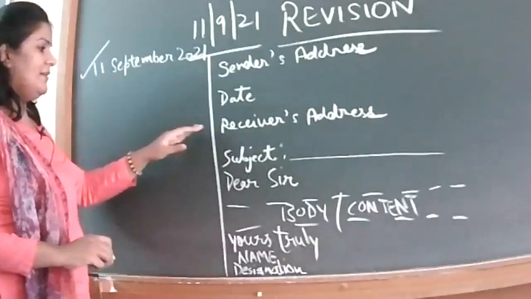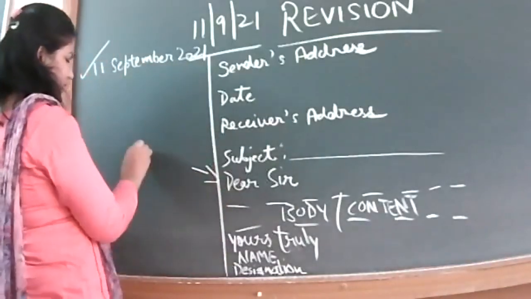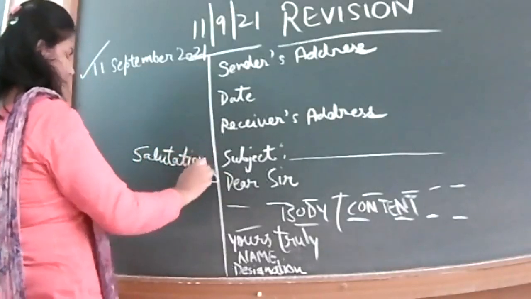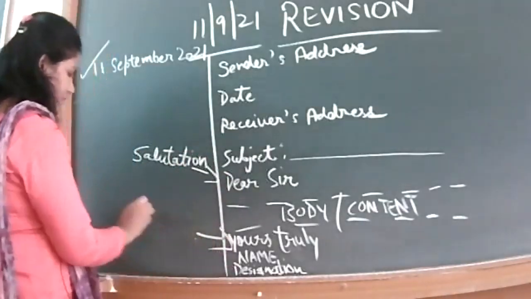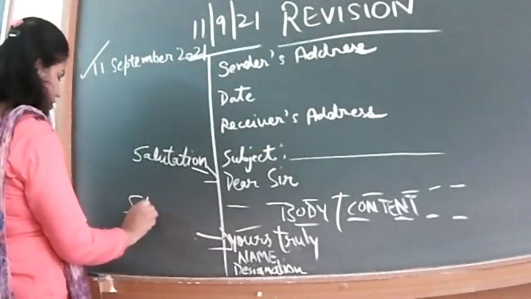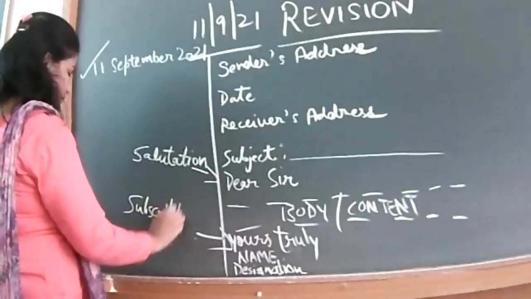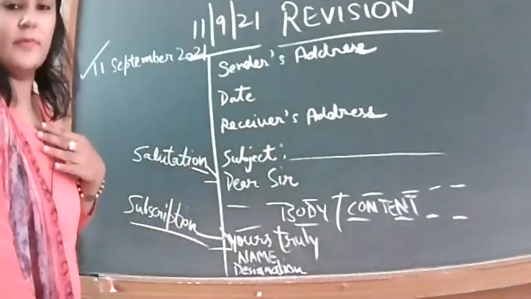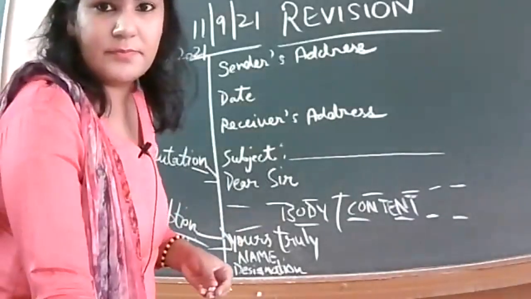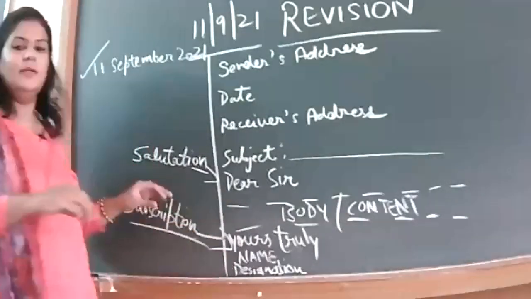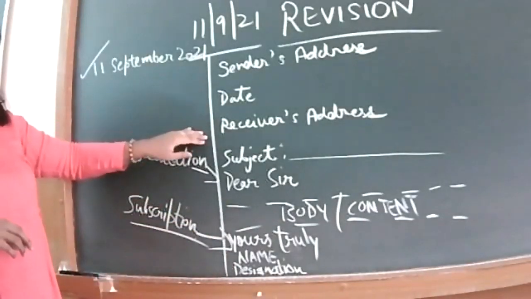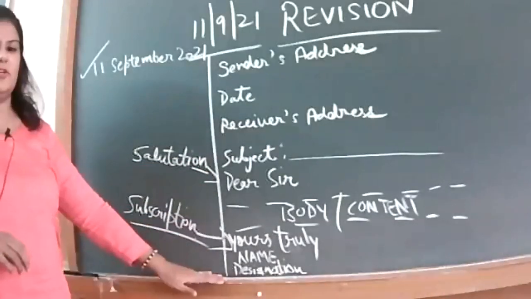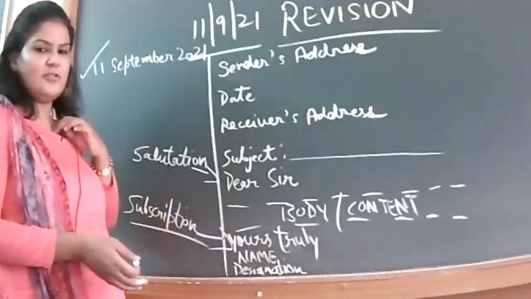When you are writing the letter, this is called salutation. And this is called subscription, where you write yours truly. You are just winding up your letter. This is called subscription. Clear? Sender address, date, receiver's address, subject, salutation, body of the letter, subscription. And then your name and designation, or signature also if it is required.